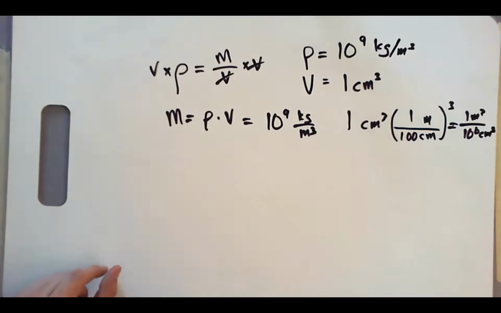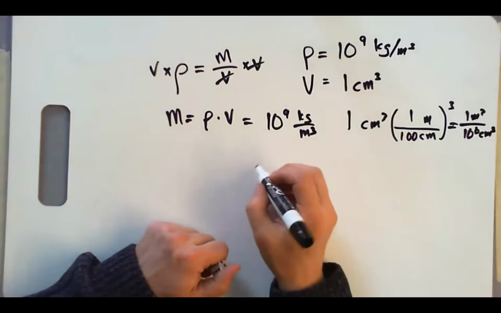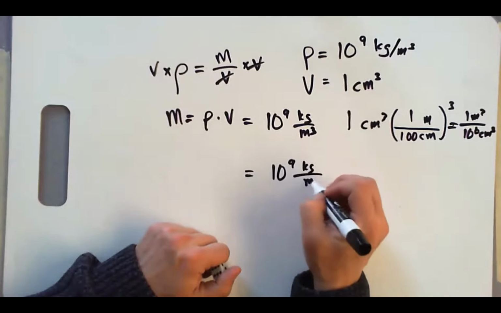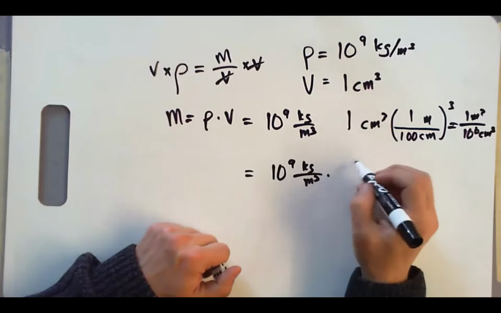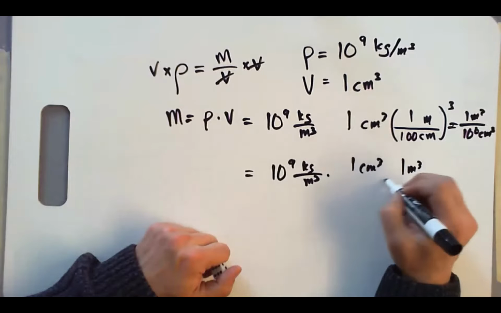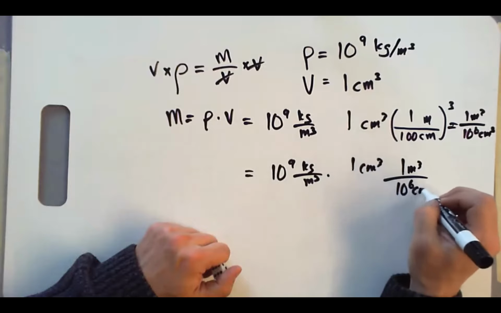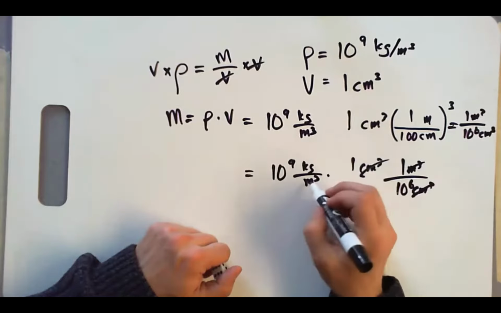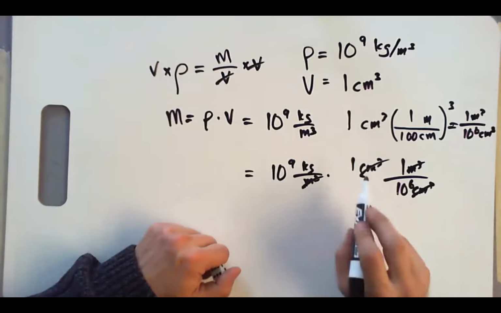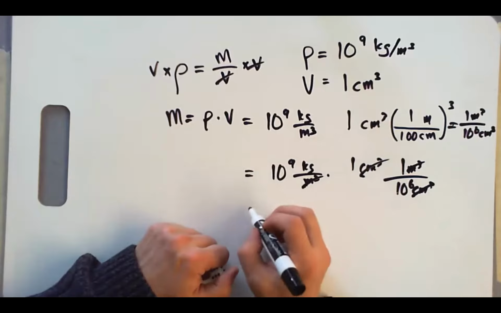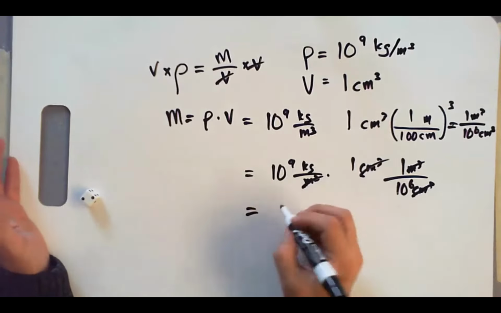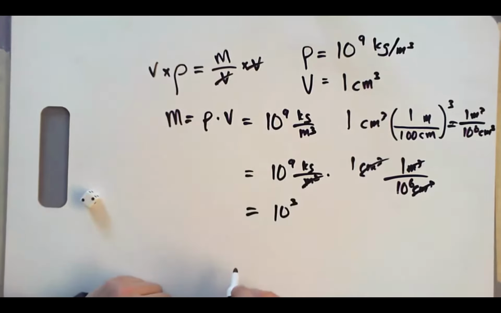100 by 100 by 100. Okay, so let's see what we've got. We've got 10 to the 9 kilograms per cubic meter times 1 centimeter cubed times 1 meter cubed divided by 10 to the 6 centimeters cubed. All these units go away. And all we do then is really 10 to the 9 times 1 divided by 10 to the 6. 10 to the 9 divided by 10 to the 6. These are really easy. You just subtract the exponent. That's 10 to the 3.